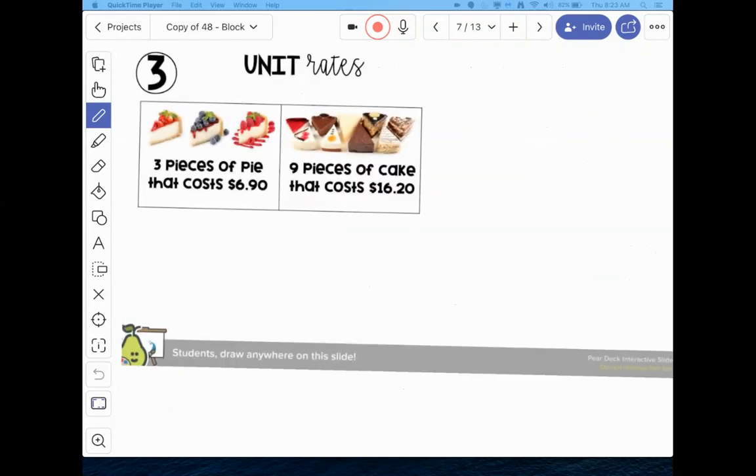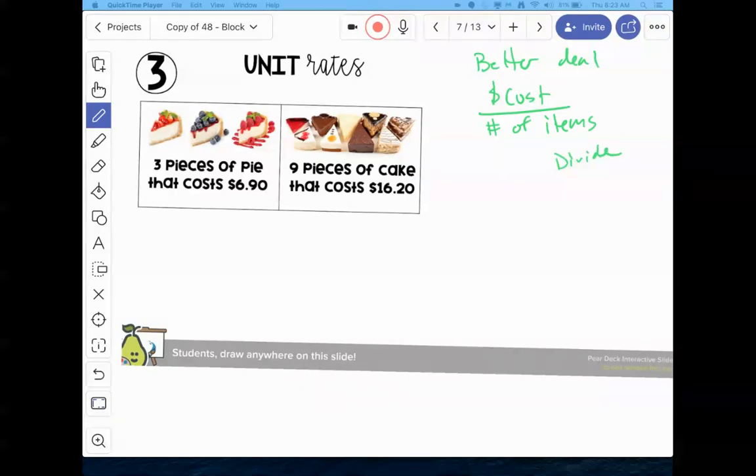Here's your first one. You're going to see if 3 pieces of pie that cost $6.90 or 9 pieces of cake that cost $16.20 is the better deal. Remember, when finding the better deal, you're going to make sure that the cost is on the top over the number of items, and then make sure that you divide.